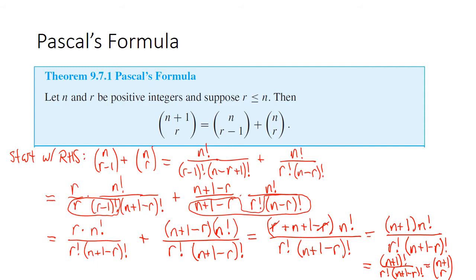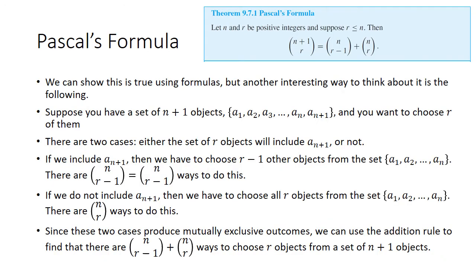That's how you can show this is true using formulas, but let's talk about another interesting reason why you can see that it's true. Another way to think about this is the following. Suppose that you have a set of n plus 1 objects, and I'm going to give them names because that will give us the power to talk about how we're going to manipulate them. I'm going to call my n plus 1 objects a1, a2, a3, dot dot dot, up through an, and then an plus 1. And you want to choose r of them.